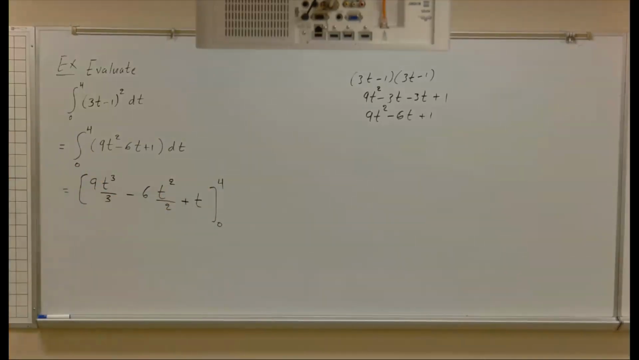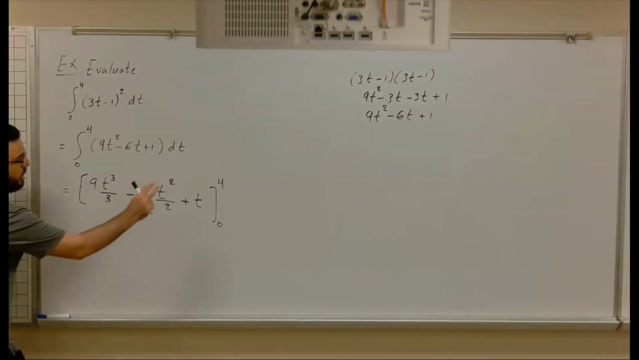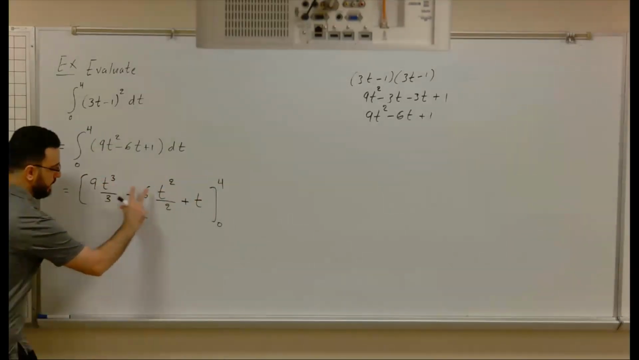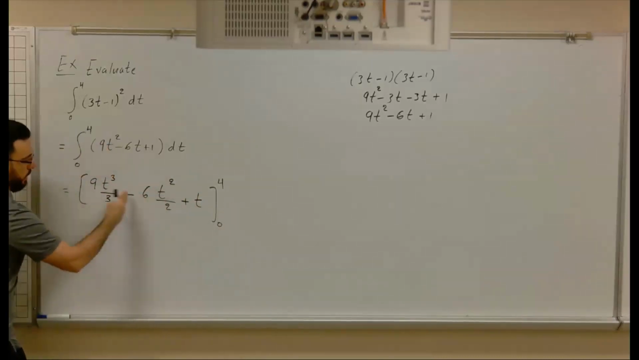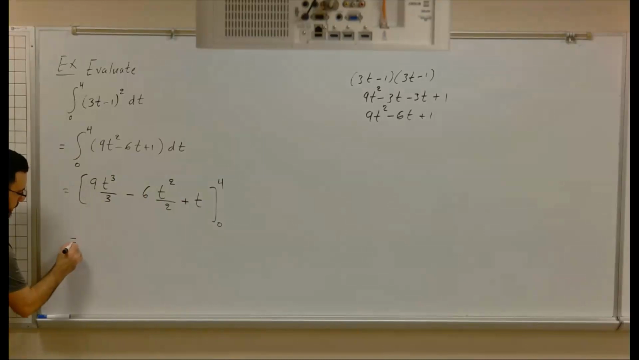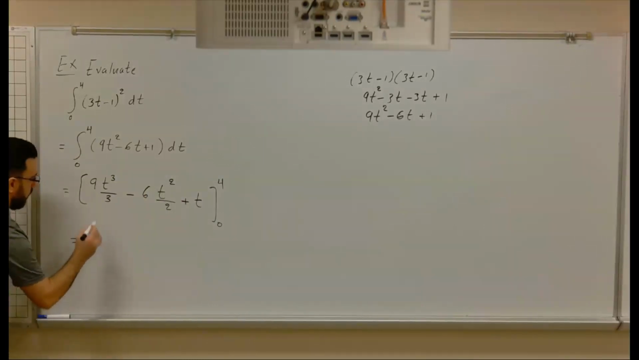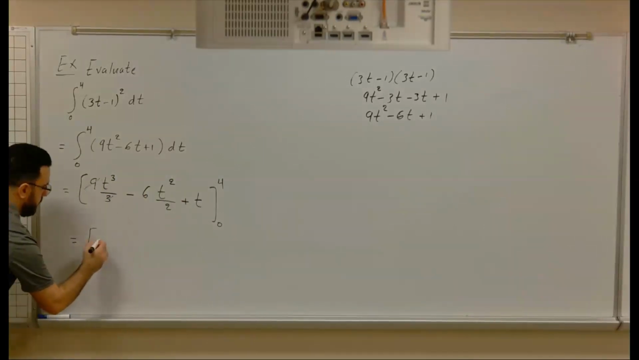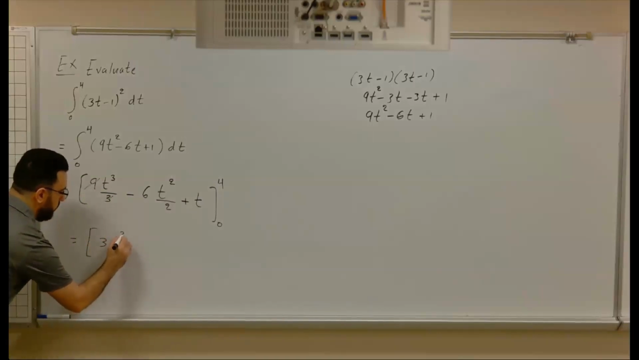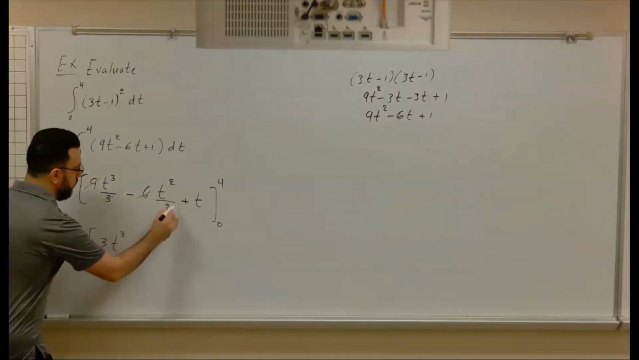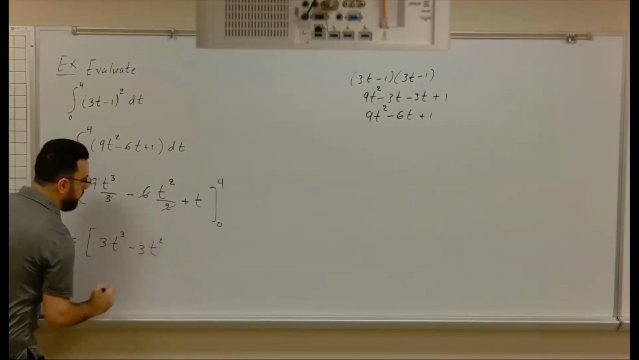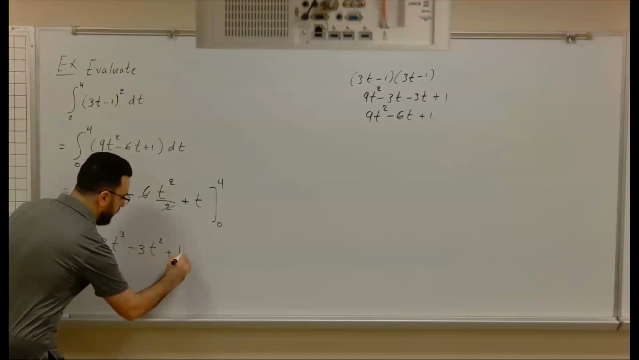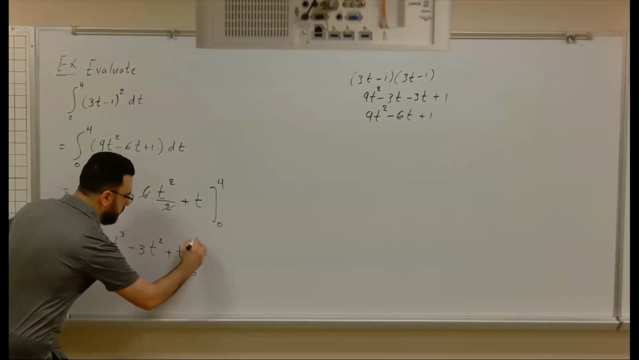Next step, by using the fundamental theorem of calculus, we're going to plug in 4 first here. After we simplify, then minus, plug in the 0. Let's simplify first. You can simplify these, so it's going to be 3t cubed, the 6 with the 2 is going to be minus 3t squared, plus t, from 0 to 4.